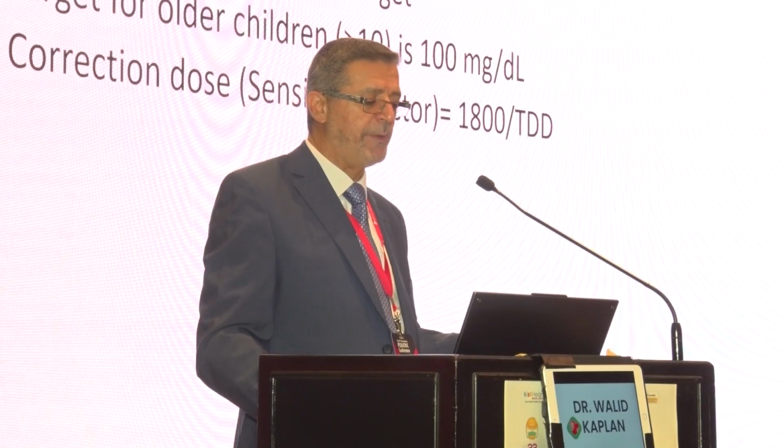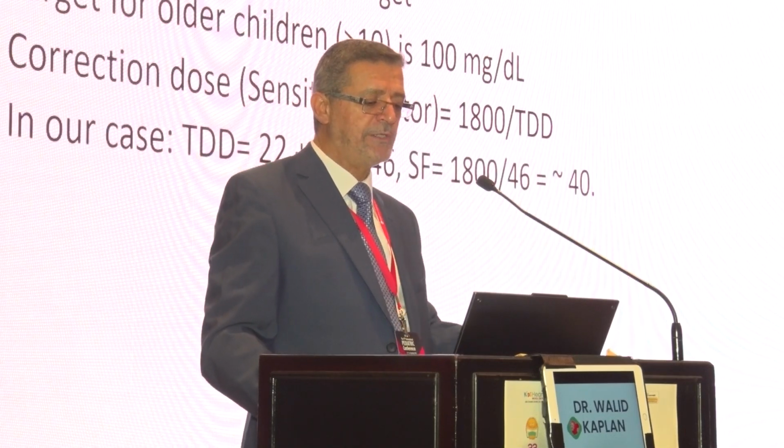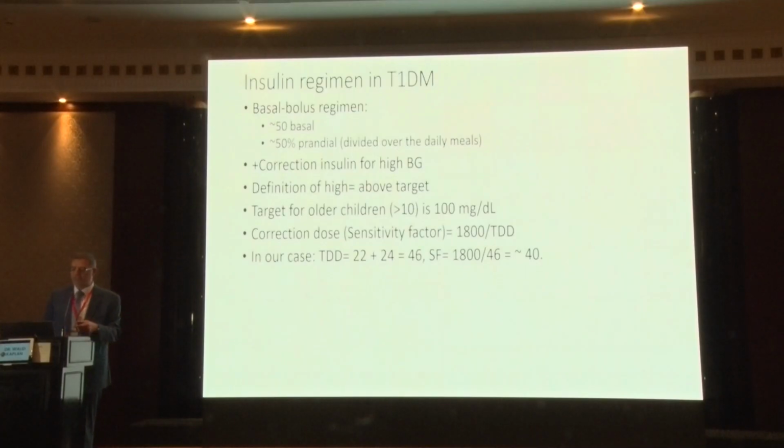So let's do the example in this patient. He's on 22 basal and 24 total prandial. That's a total daily dose of 46. 1800 divided by 46 is 39. Make it simple, so that is 40. So the correction factor is 40. The target is 100, which means for every 40 milligram per deciliter above 100, you add 1 unit.